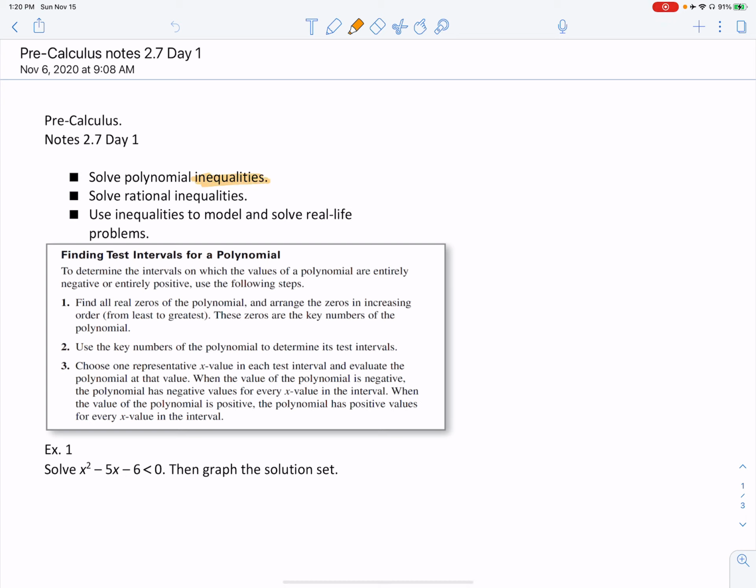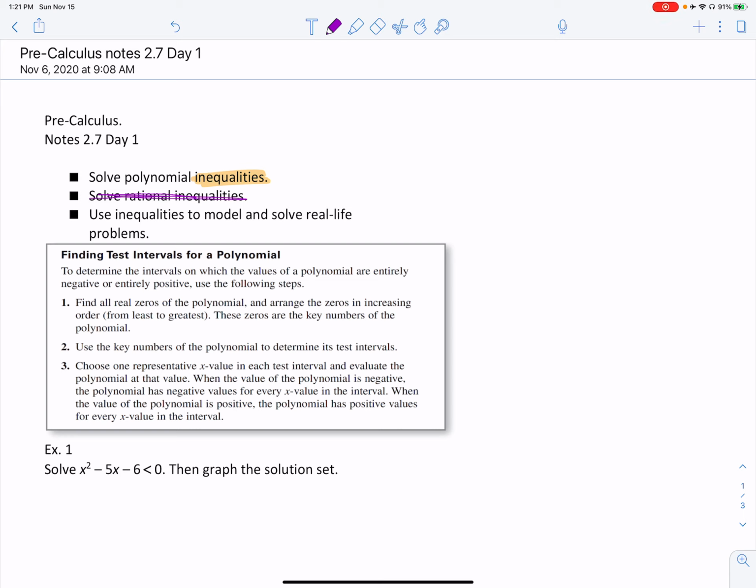And so this is different than with equations, where you're just looking for zeros and specific values. Here you're going to have a range of x values as solutions. And we aren't going to get into solving the rational inequalities. That's something that you might want to go in and look at on your own. We're just going to work on solving polynomial inequalities, not rational ones.